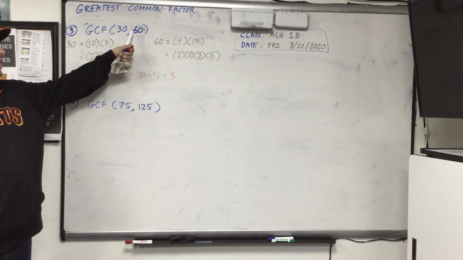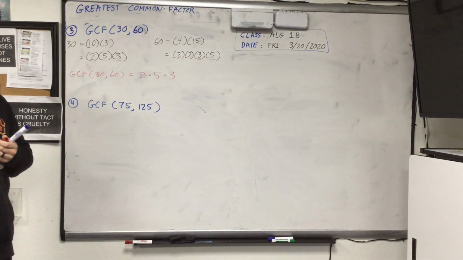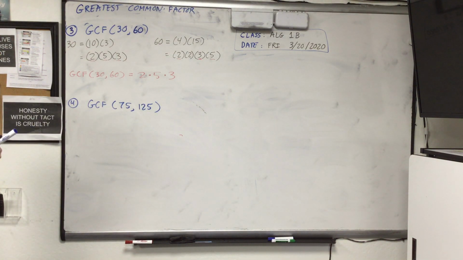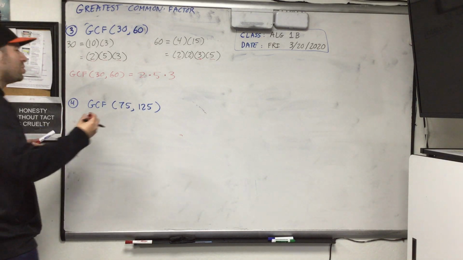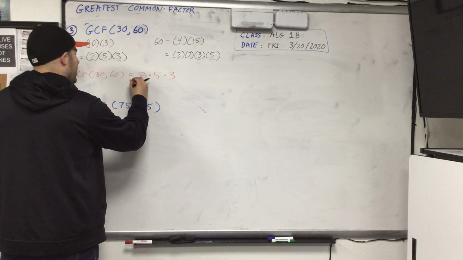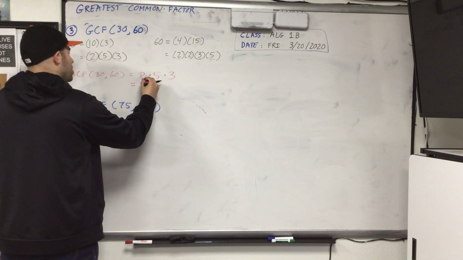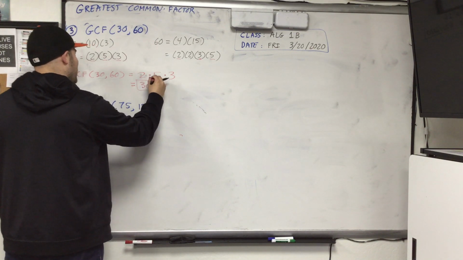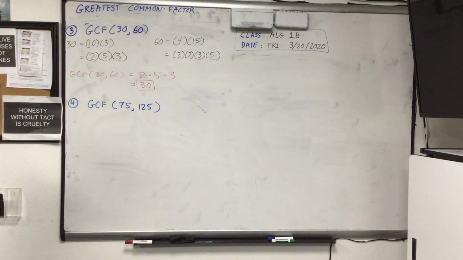Notice that the GCF of 30 and 60 is 30, because I can divide 30 by 30 and get 1. I can divide 60 by 30 and still get 2. It's the biggest number I can divide out of both of them and still get a whole number. So 2 times 5 is 10, times 3 is 30. The GCF of 30 and 60 is 30. Let's take a look at 75.